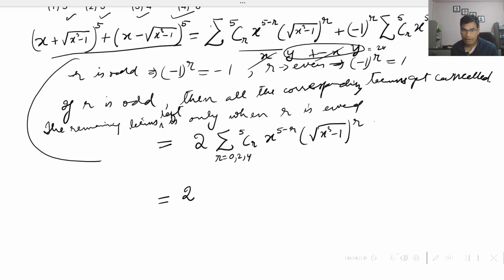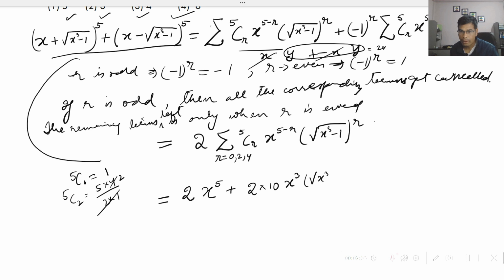Now first when r is equal to 0, then we have 5C0, but 5C0 is equal to 1. Then we have only x to the power 5. Now when r is equal to 2, we have 5C2. So 5C2 is 5 into 4 by 2 factorial, which is 2 into 1. So 2 and 4 cancel, so we have 10. So 10, then x to the power 5 minus 2, which is 3, then square root of x cubed minus 1, and whole thing squared.